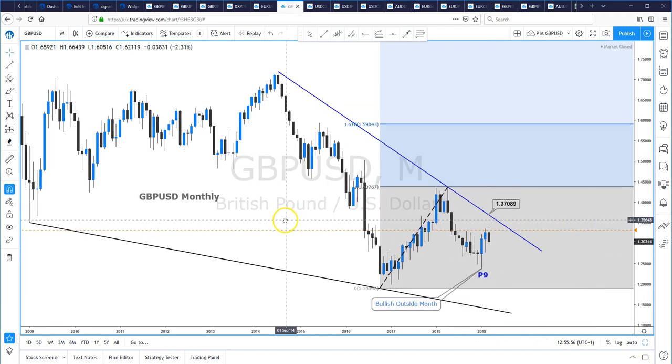Okay, we've got this wedge formation. We've got a bullish outside month posted in January. We've also got what we call a perfected 9 as far as DeMark is concerned, and they often indicate the end of a trend or at least a decent correction to the upside. So the long-term picture is still bullish.